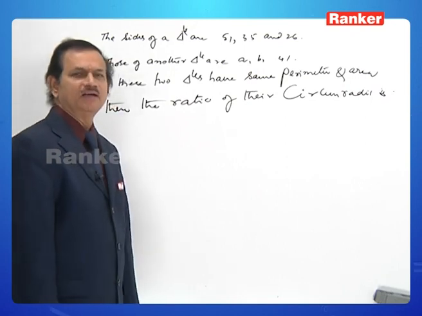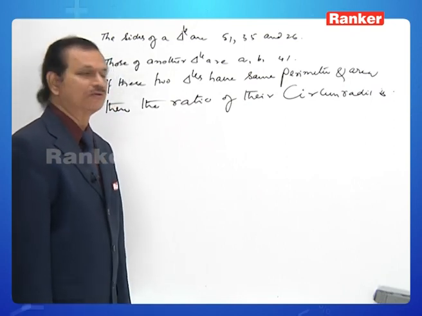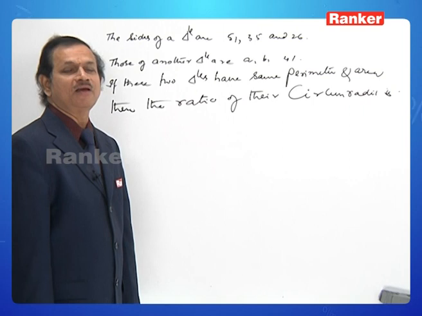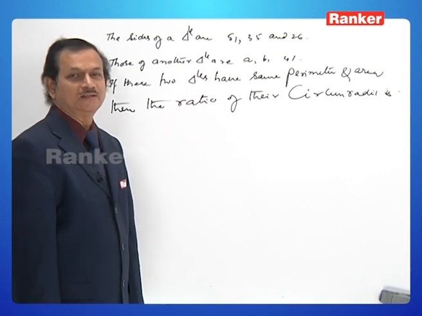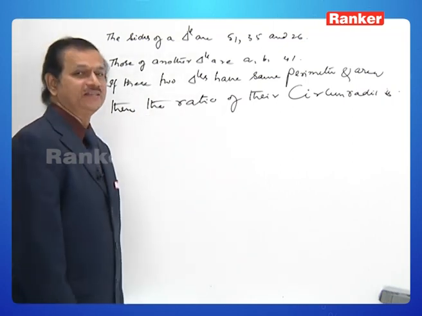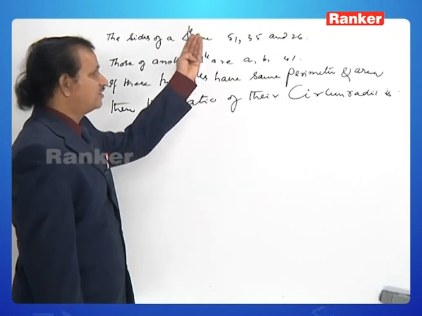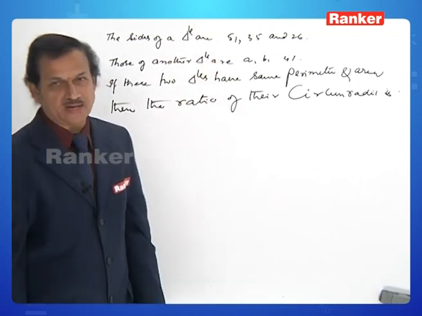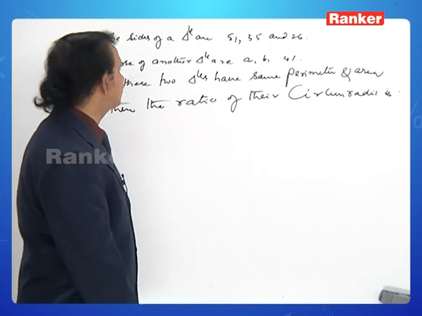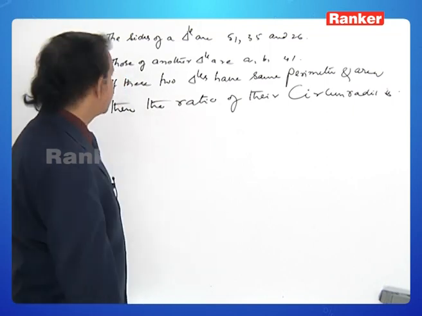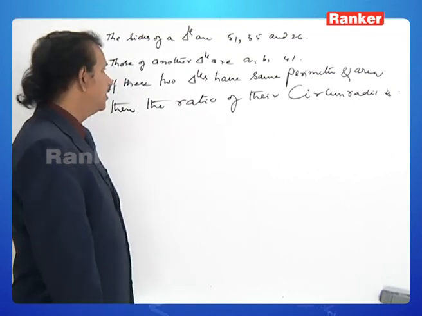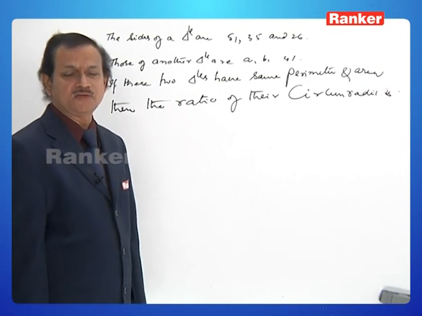Everything will be halved, of course, if you are able to know small a and small b. Why? Because circumradius capital R is equal to ABC by 4 delta, and delta is the same, of course, for these two triangles. So the ratio asked is the product of the sides of the first triangle by the product of the sides of the second triangle. It is enough to have the two sides small a and small b, which are unknown, not given, regarding the second triangle.